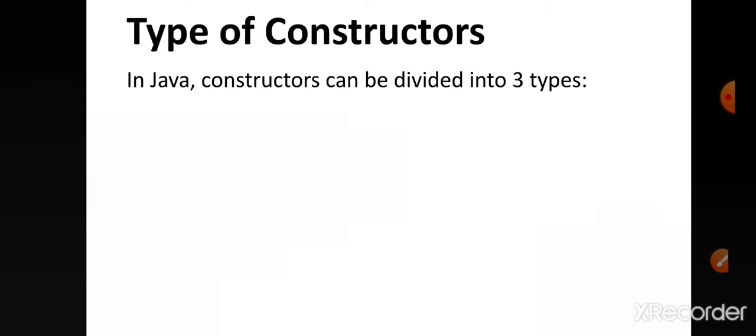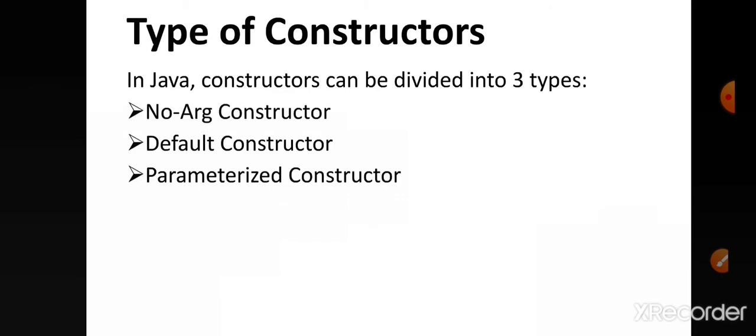In our previous session, we have studied what is a constructor. A constructor is nothing but a special member function used to initialize the objects when they are created. In Java, there are three different types of constructors. They are no argument constructor, default constructor, and parameterized constructor. Now, we will study each of these constructors in detail.